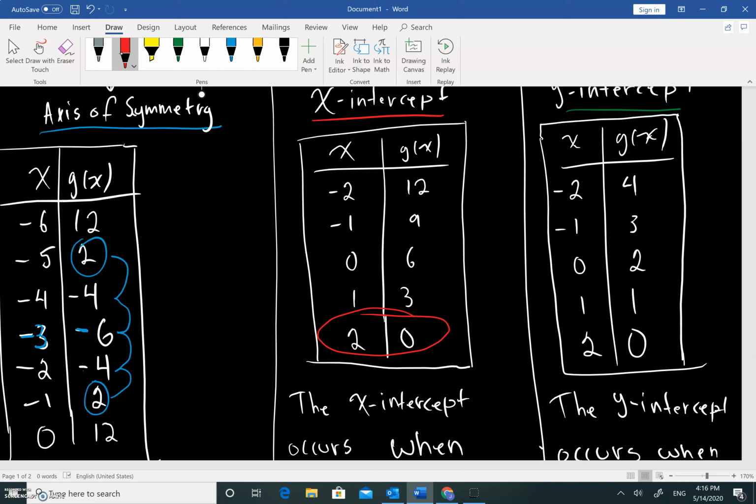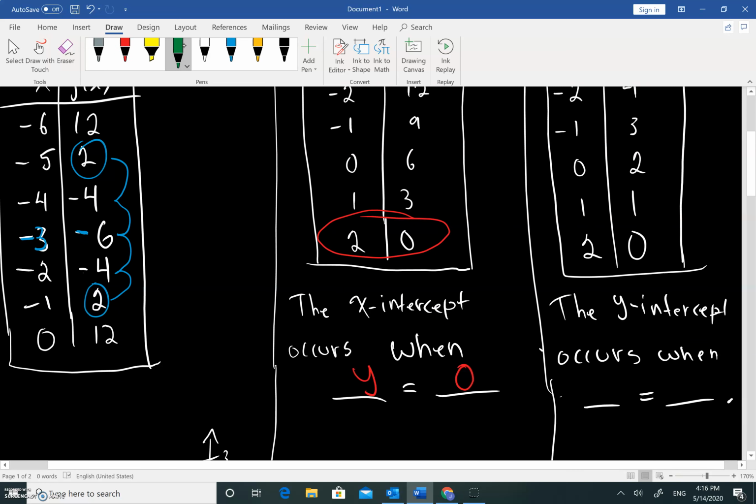Okay? Now, how is this different from the y-intercept? Well, the y-intercept occurs when what is equal to 0? What must be equal to 0? Think about it. The x-intercept occurs when y is equal to 0. Therefore, the y-intercept occurs when x is equal to 0. So now for the y-intercept, we're looking for when x is equal to 0. So that would be this one.